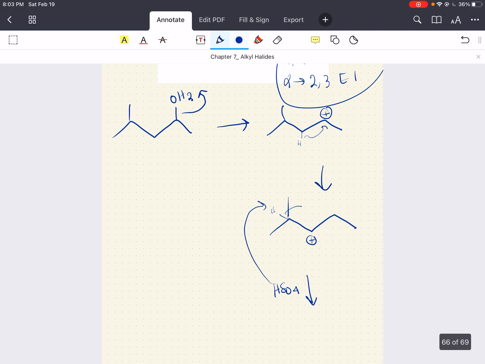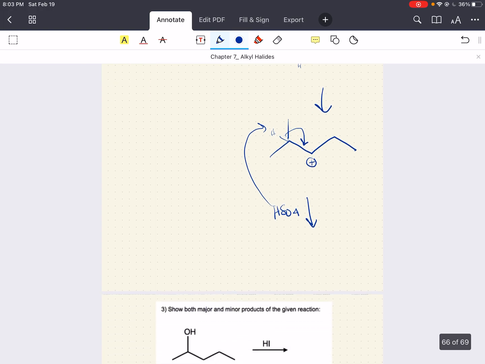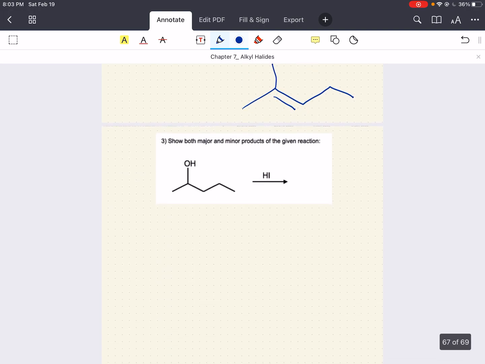and the hydrogen will dump its electrons here to form the final product that looks like this. All right, and that is our final product after doing a hydride shift. Now, show both major and minor products of the given reaction.